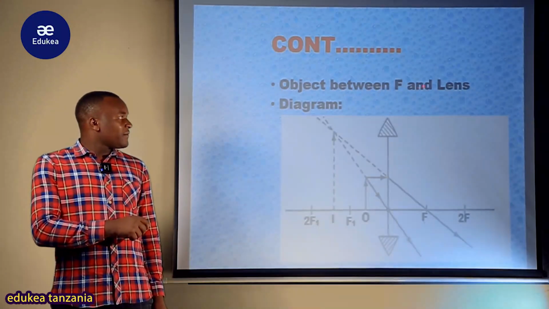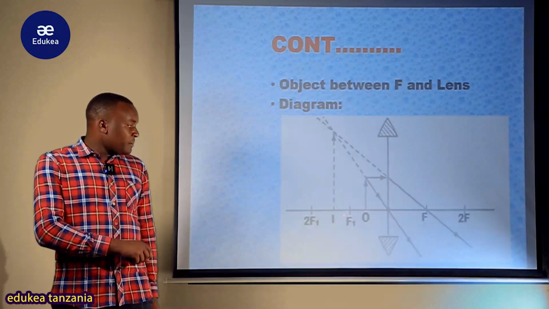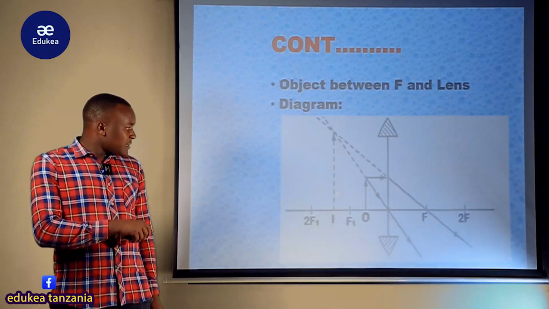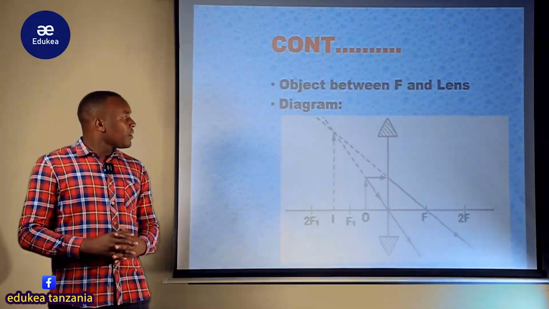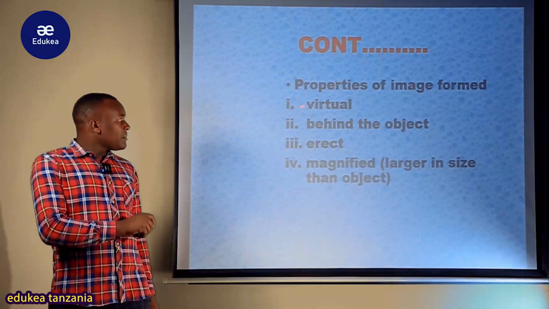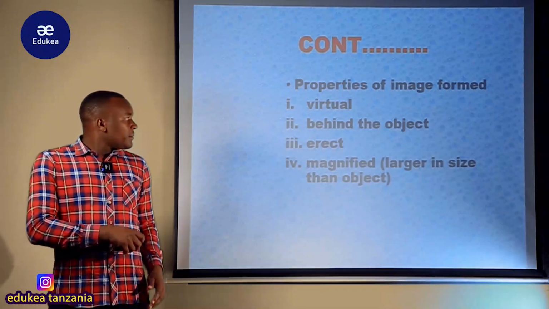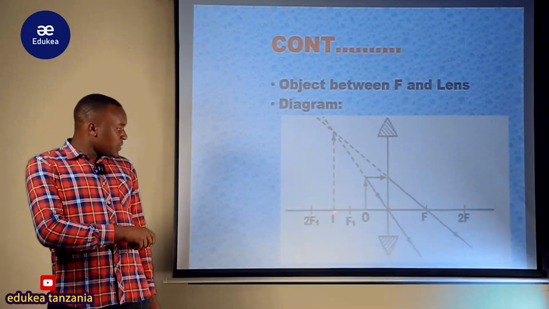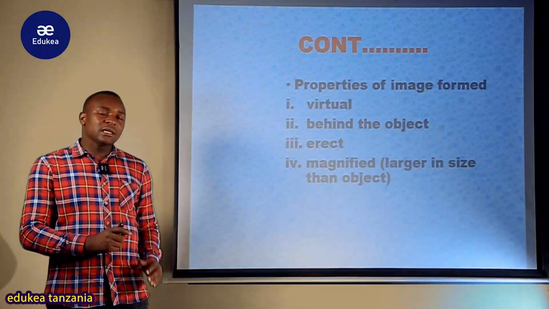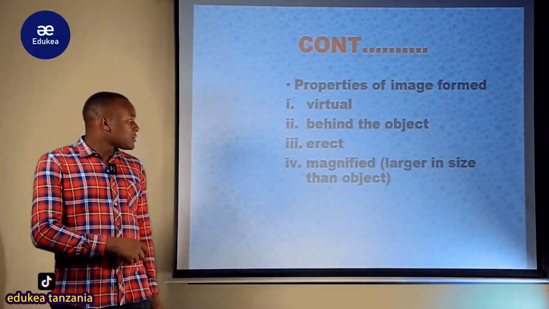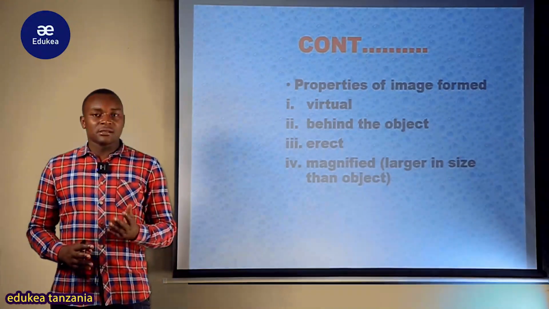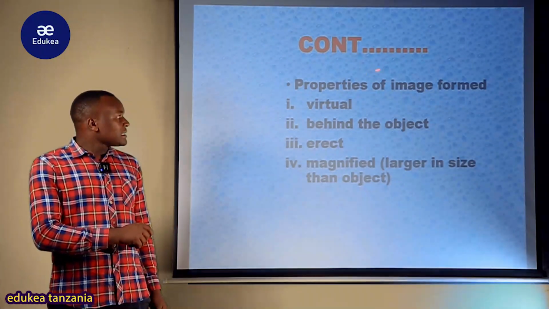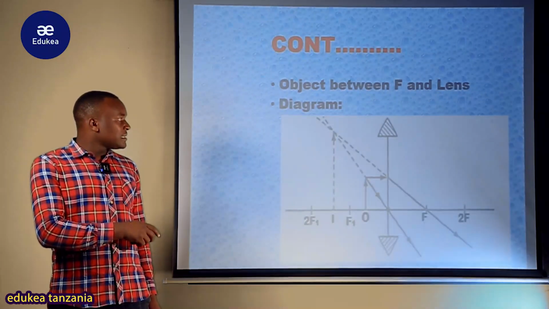Also object between F and the lens. Object ipo between principal focus na lens kama inavyoonekana hapa. So image formed inatokea on the same side na object yako. Tuangalie property. The image formed is virtual, not real, but behind the object means imetokea behind the object, nyuma ya object yako. Also erect. Erect means iko upright, but also magnified, larger in size than object. So those are the properties of image formed katika point ya F and lens.